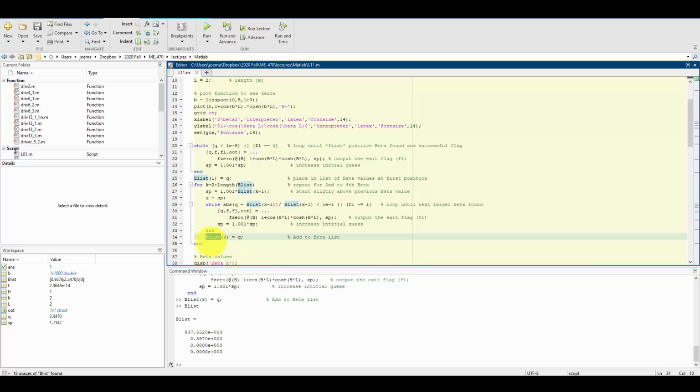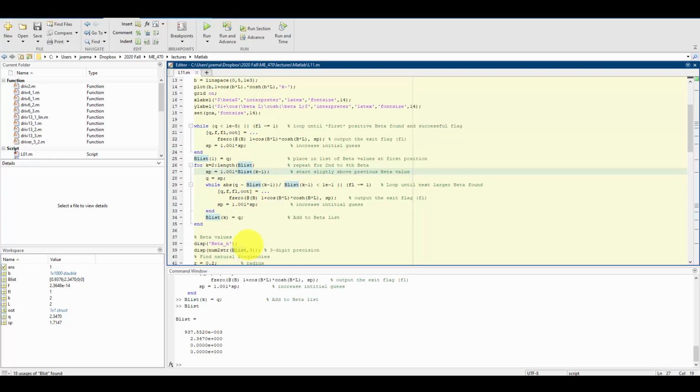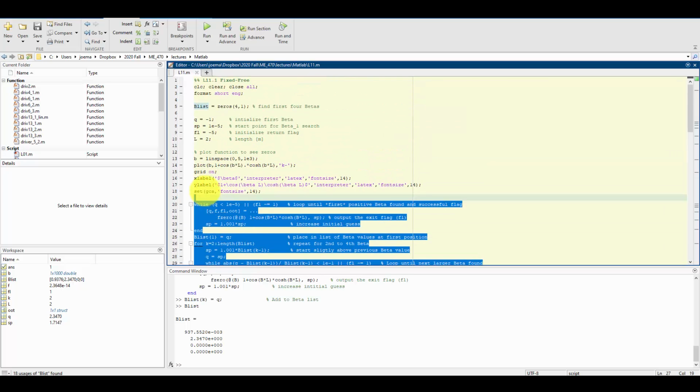Now I can exit this loop and go back to the top of the for loop, and now k is 3, and I'm going to look for the third beta value. Well, same premise as before. I'm going to start searching for it a little bit higher than the second beta value and keep this iterative process up until I find what I am deeming a third unique beta value. Then one final time for the fourth beta value. So I'm going to run this whole thing here.